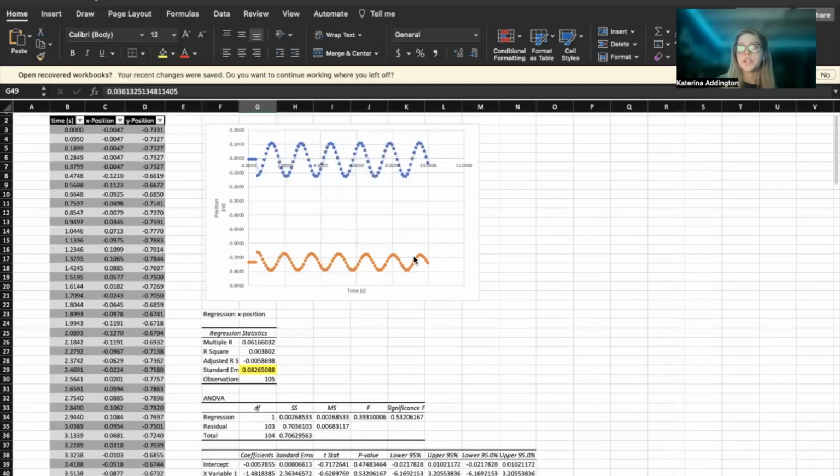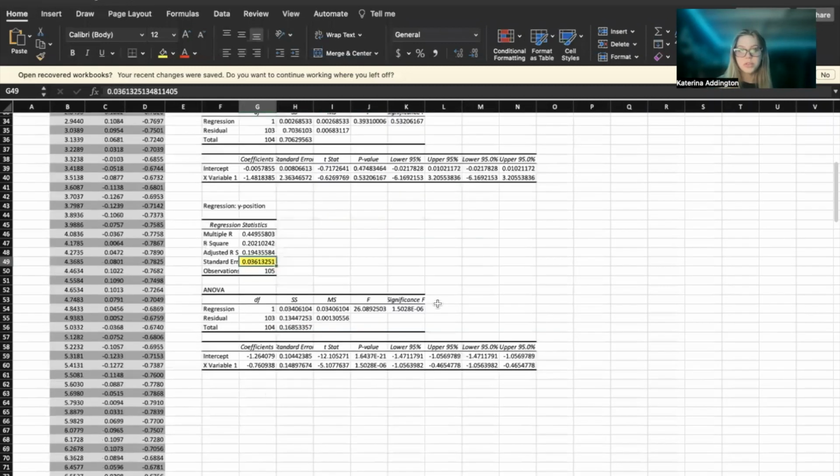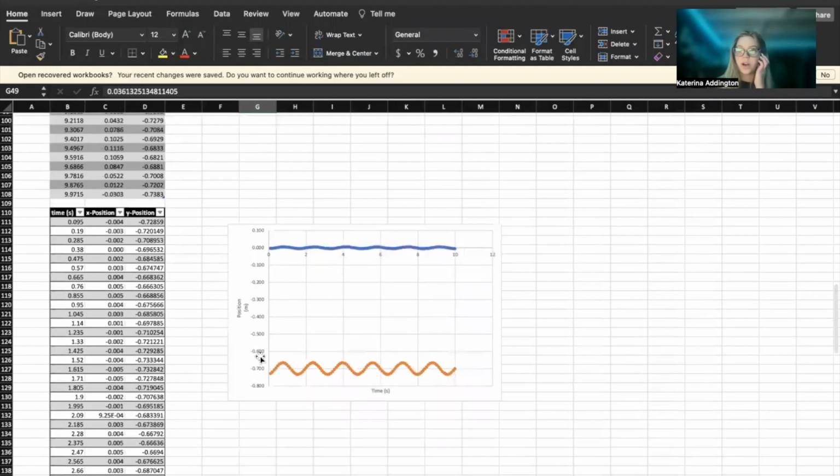And we can see also here in the graphs as well that the motion in the Y direction is much more similar. So this is the observed graph. And then down here, the Y motion appears to be much more similar.